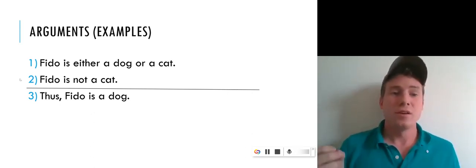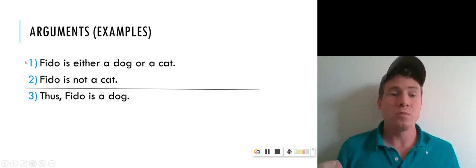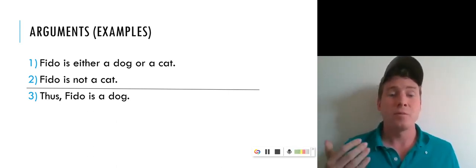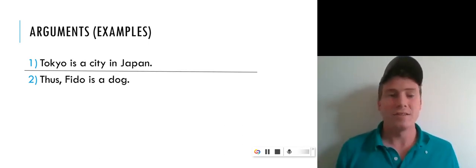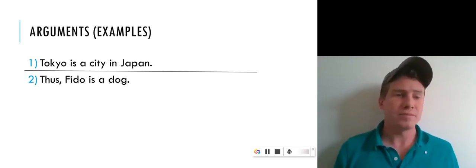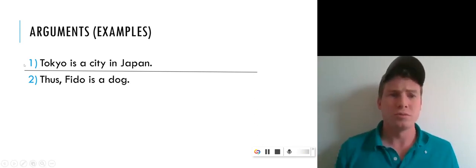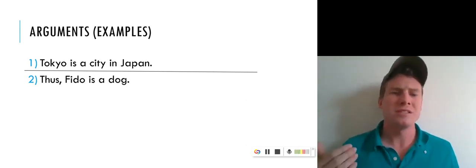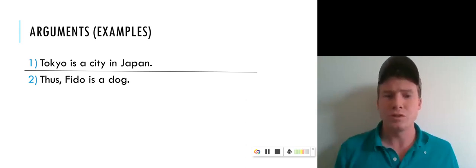In this case, we know that the two premises, 1 and 2, do in fact support the conclusion. If it's really the case that Fido is either a dog or cat, and we really know that Fido is not a cat, then we can conclude that Fido is a dog. If we look at this second example of an argument, Tokyo is a city in Japan, thus Fido is a dog. The first premise is indeed true, but it doesn't support the conclusion. So this is not a good argument, not because its premises aren't true, but because they don't support the conclusion.